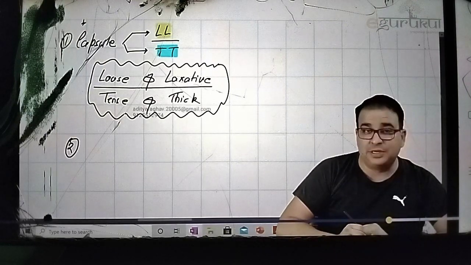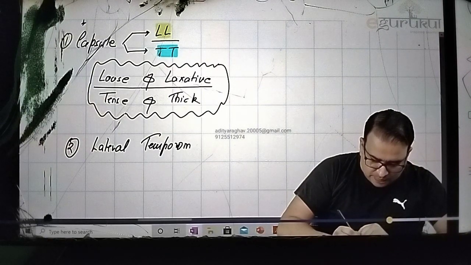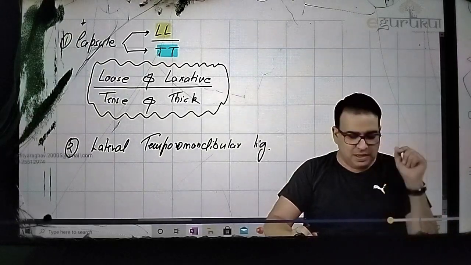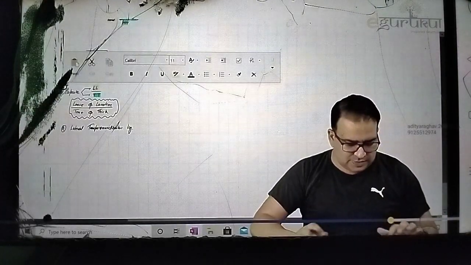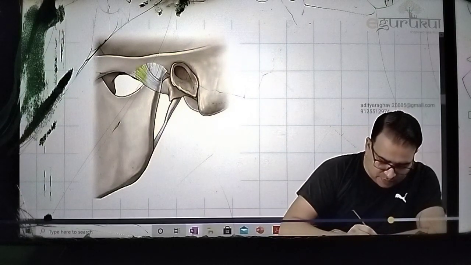The second major support of TMJ is a ligament which is called the lateral temporomandibular ligament. Lateral temporomandibular ligament. Let me very quickly show you that ligament, and then we can draw it in a schematic fashion also. Look at this ligament here. This is the lateral ligament. Look at this ligament, the one which I'm highlighting here. This is the lateral ligament.